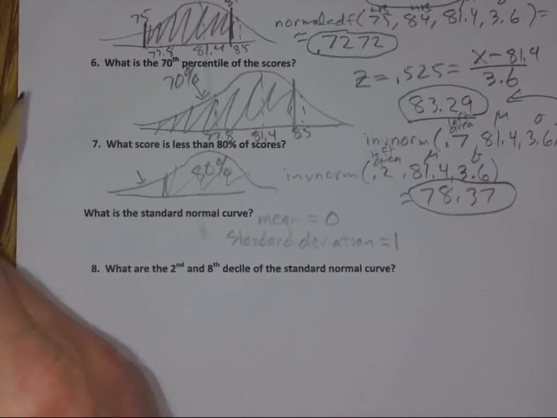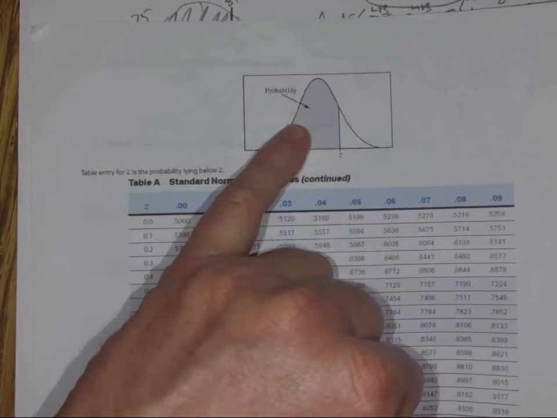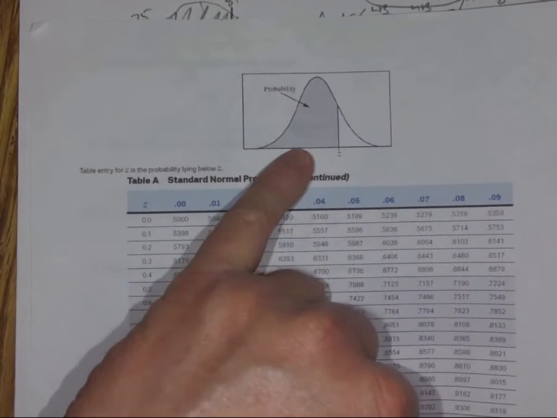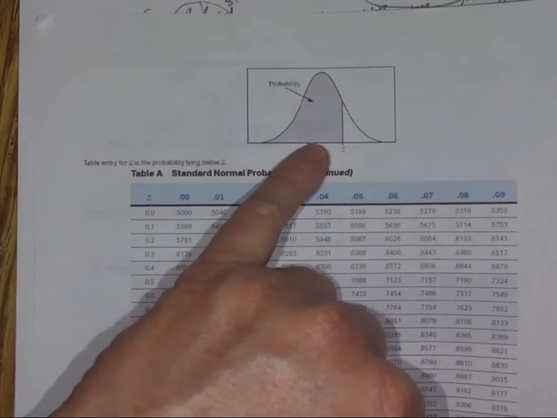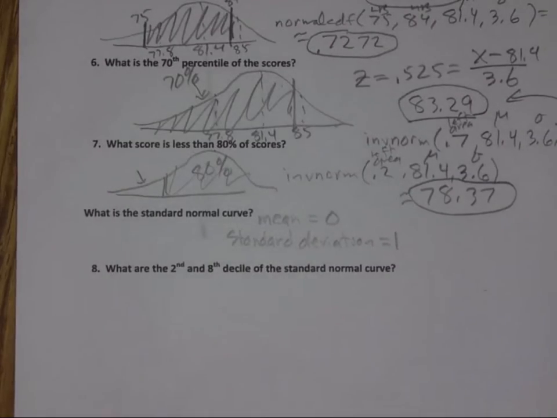And that is in essence what on this table has happened. This is in essence a standard normal curve with a mean of 0 and a standard deviation of 1. And when you have a standardized curve like this, you can use z-scores in essence to find areas.